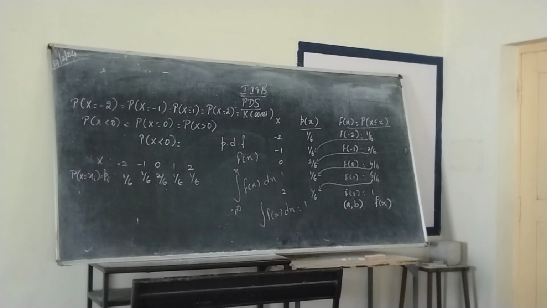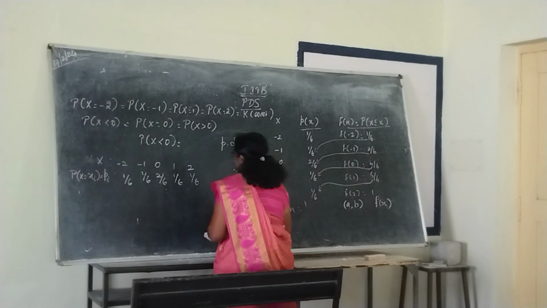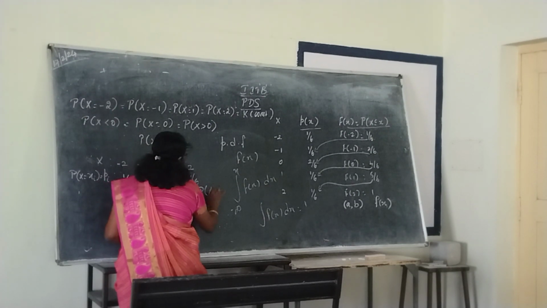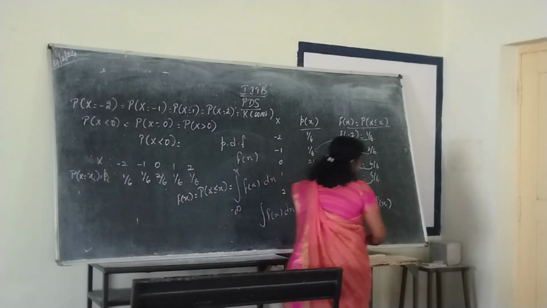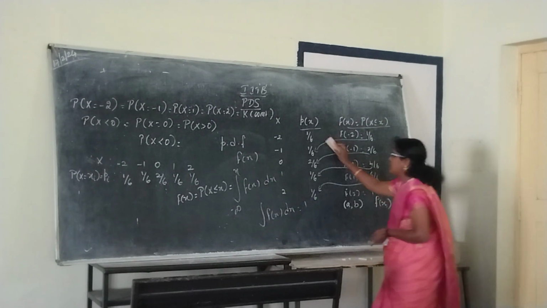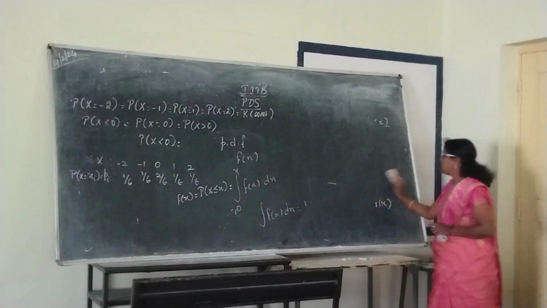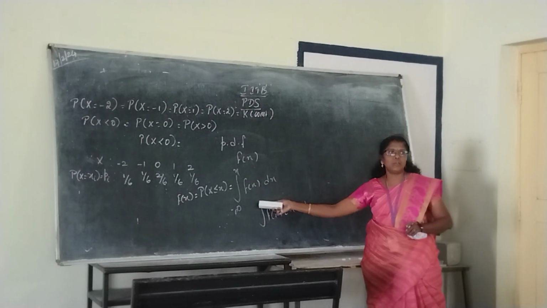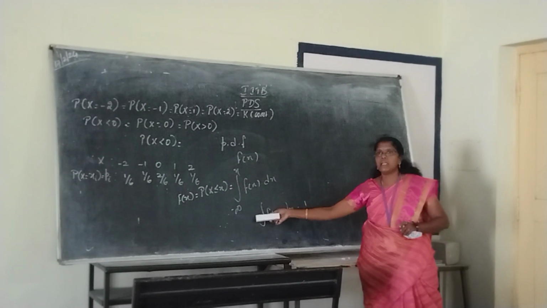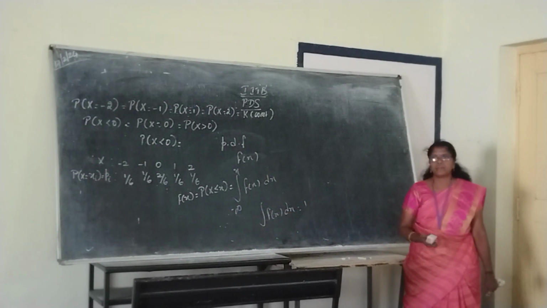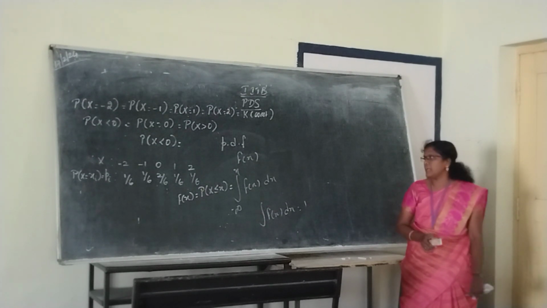Next definition, the cumulative distribution function of a continuous random variable X is defined as capital F of x is equal to probability of capital X less than or equal to small x, which is equal to integral minus infinity to x f of x dx.